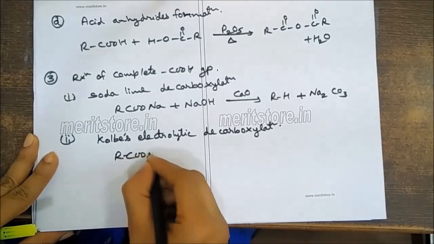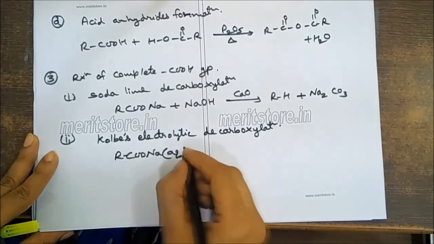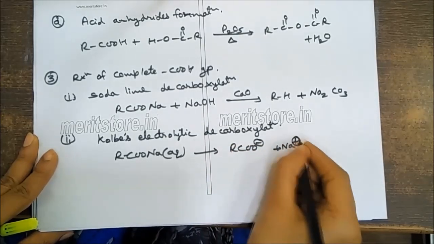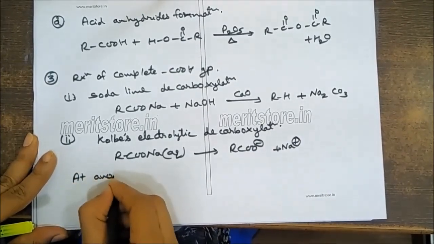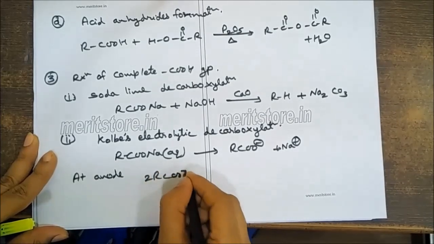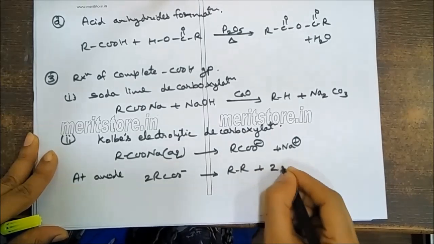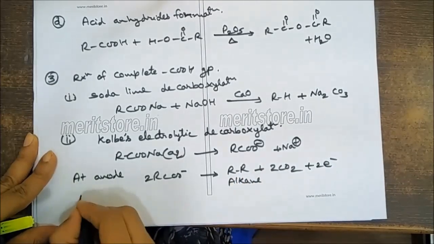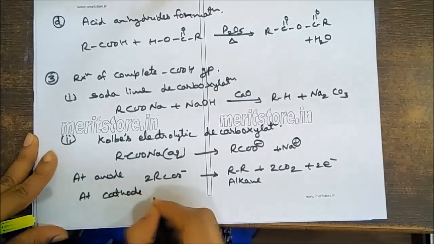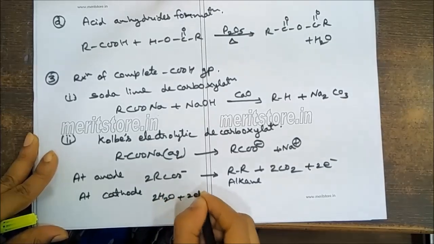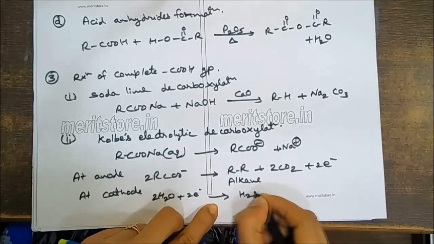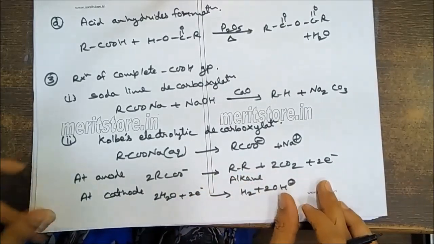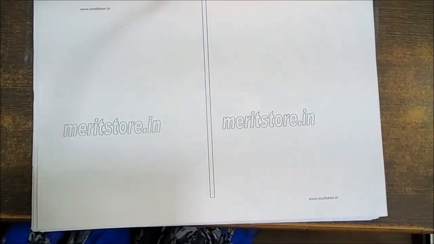Second is Kolbe electrolytic decarboxylation. When we take the aqueous sodium salt of acid, it will ionize to the carboxylate and Na plus. At the anode, we'll get alkanes and carbon dioxide gas will be removed. And at the cathode, hydroxide ion will be formed for further reaction. So from Kolbe electrolytic decarboxylation we can get alkane from acids.